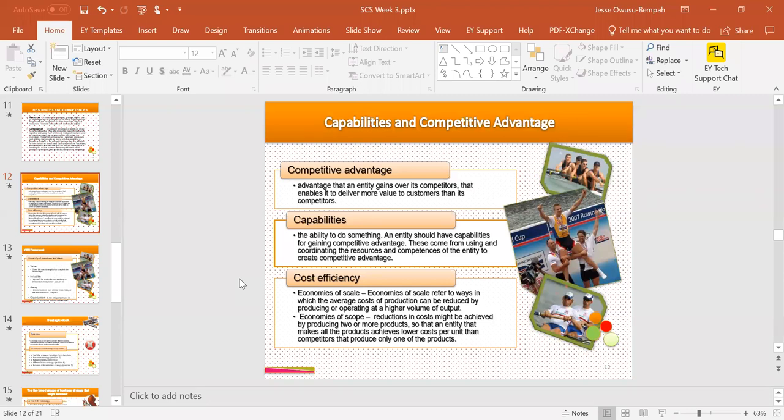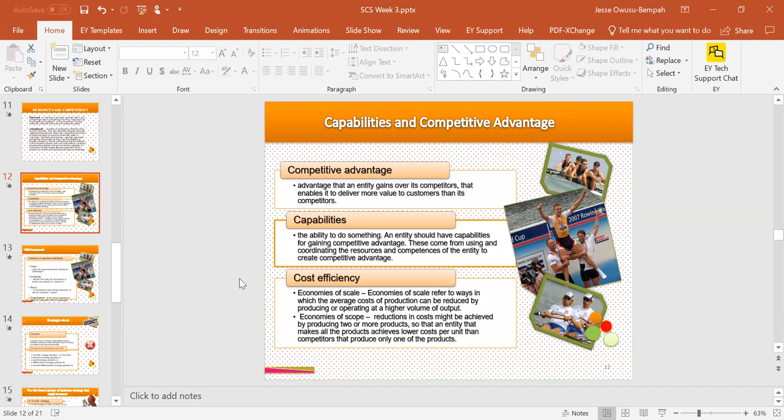Now, these two concepts, economies of scale and economies of scope, usually confuse people a lot. So what's economies of scale? Economies of scale is basically achieving reductions in your average costs of production by increasing your output. As you produce more, you become a lot more efficient at it. So it reduces your average cost per unit. This is like basic economics. So that's economies of scale.